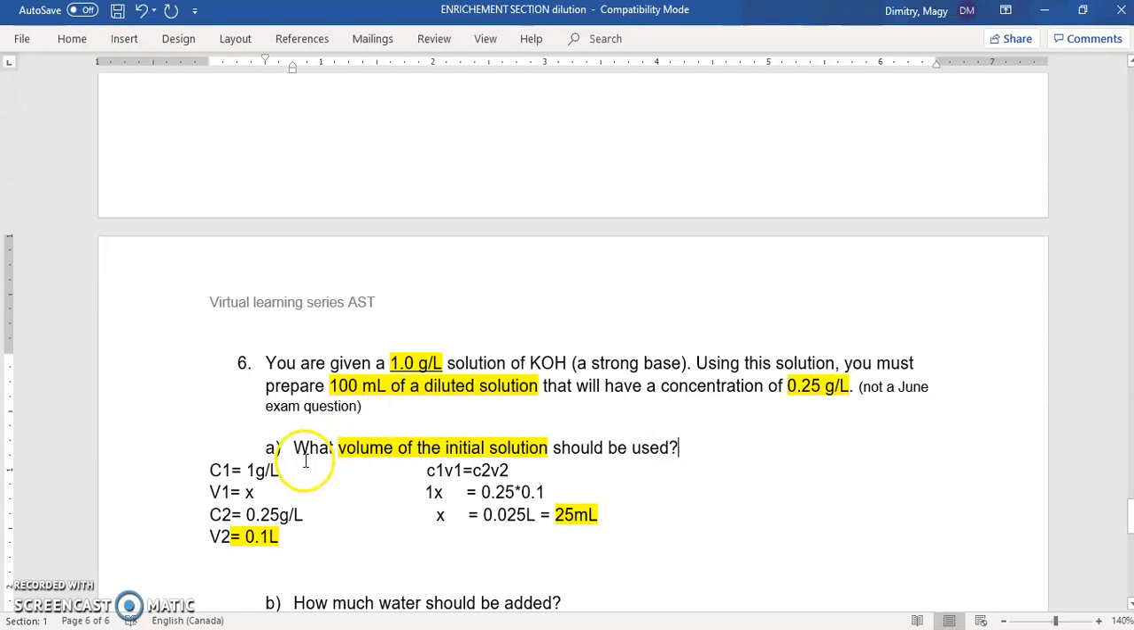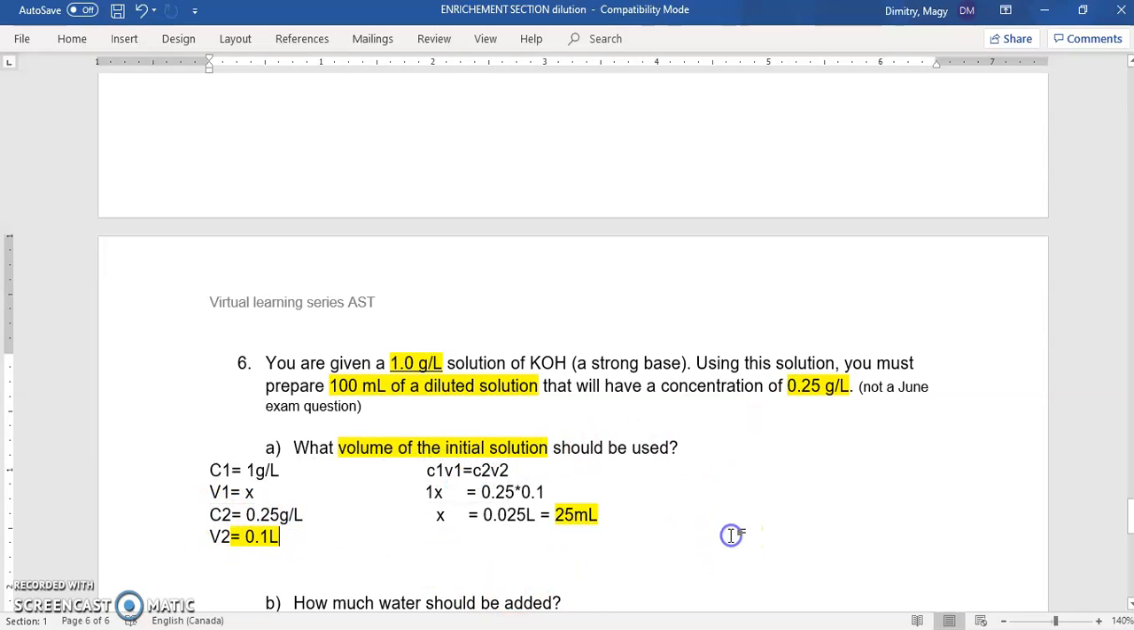So let's start. Remember what I told you, the trick? The second concentration must always be lower than the first concentration. So you see, I have two numbers here, 0.25 and 1. So then I can safely write 1 for C1 and 0.25 gram per liter for C2.